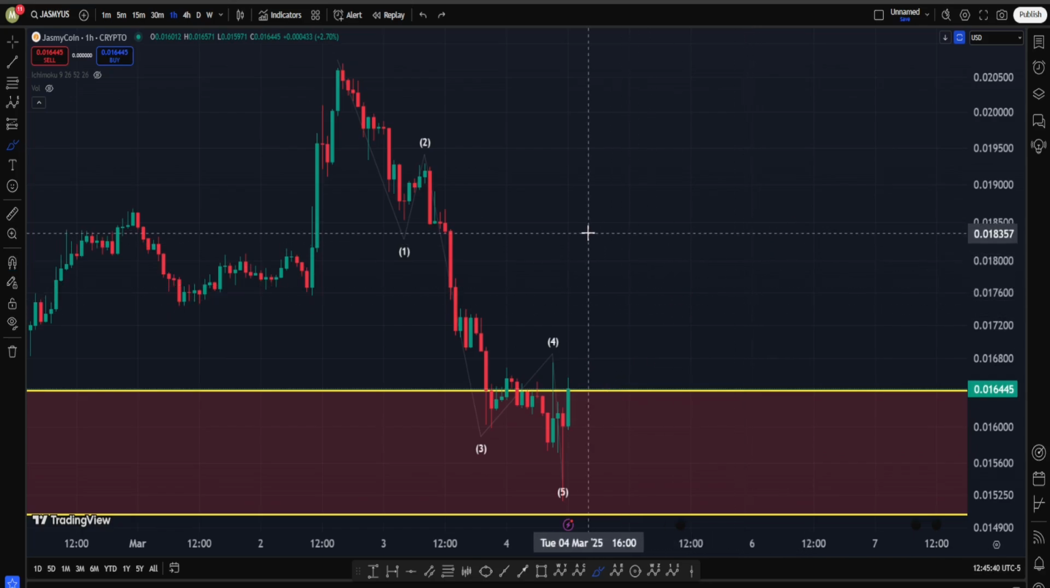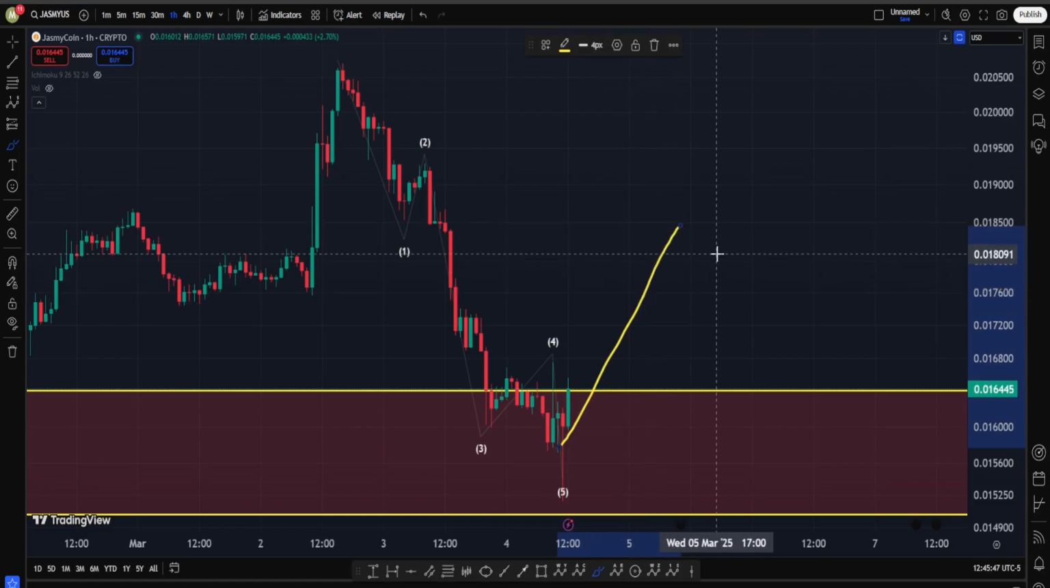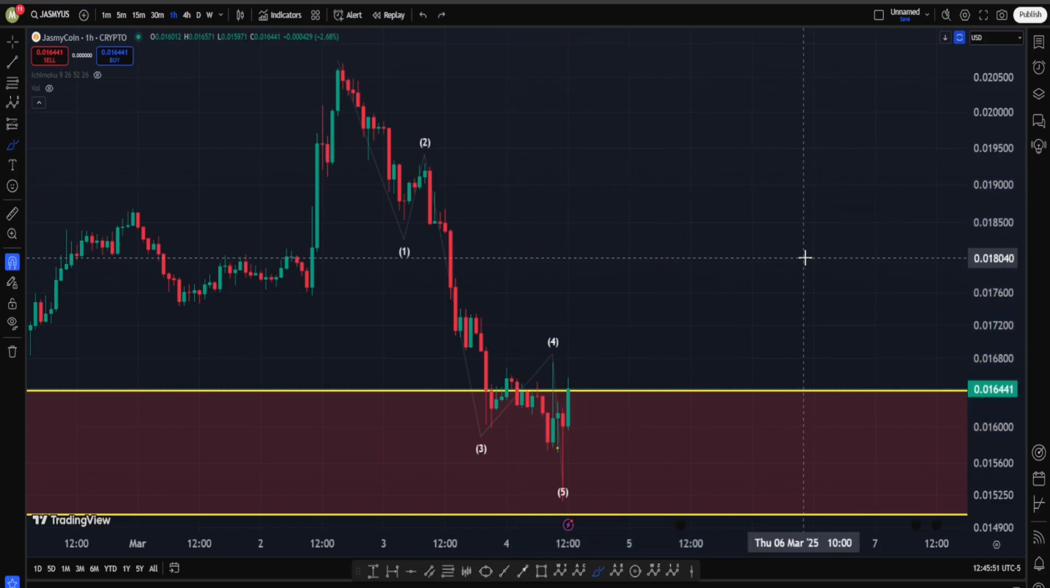So this is our short-term analysis. We are going to have a move up, but that's not really the point. We should pay attention to the shape of that move on the upside.